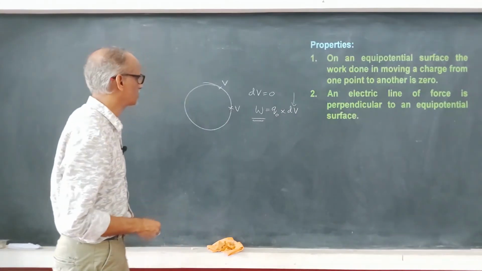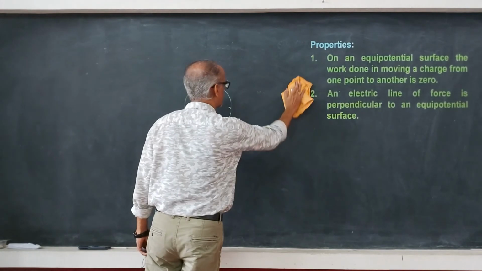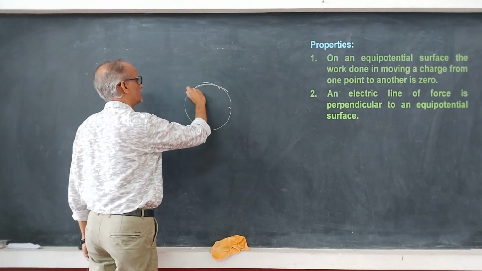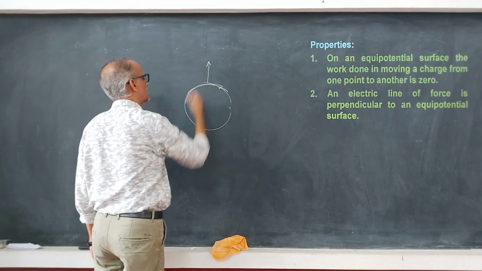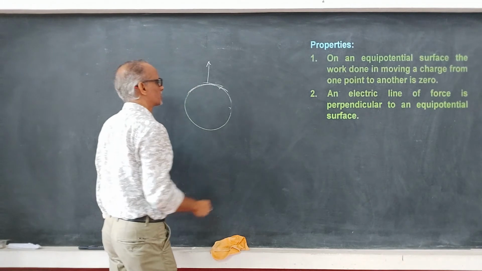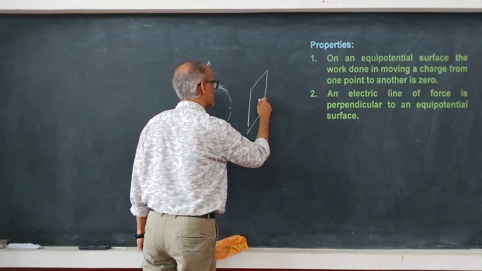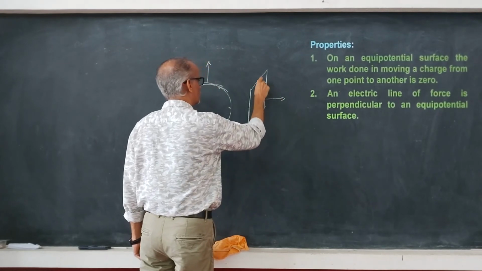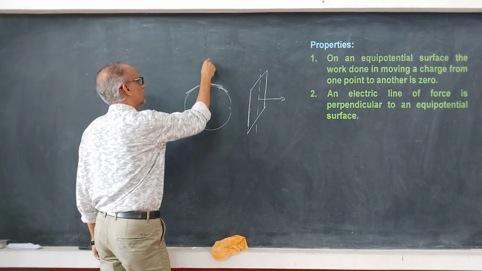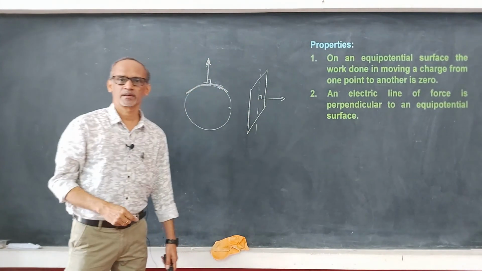The second property, an electric line of force is always perpendicular to an equipotential surface. So, suppose if this is the equipotential surface, then electric lines of force, they are always normal or perpendicular to the equipotential surface. So, the angle between the equipotential surface and the electric lines of force is always 90 degrees. So, that is the second property.